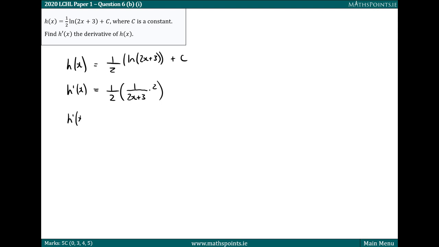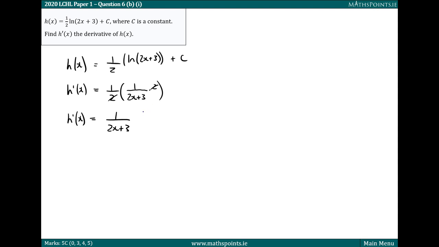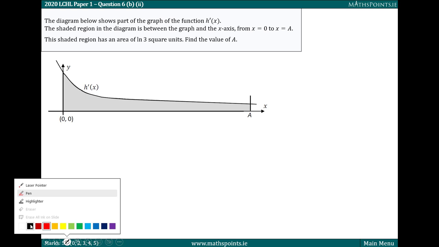And so h prime x is equal to, we divide above and below by 2, and we just get 1 over 2x plus 3. And this idea, again, that differentiation and integration are reverse is so important for the next part of the question, because if I integrate this function, which ordinarily I wouldn't be able to do, I know that I would get a half on the natural log of 2x plus 3 plus c, because integration and differentiation are the reverse. Ordinarily I couldn't integrate this, but I can because I know what the original function was that was derived to get this.